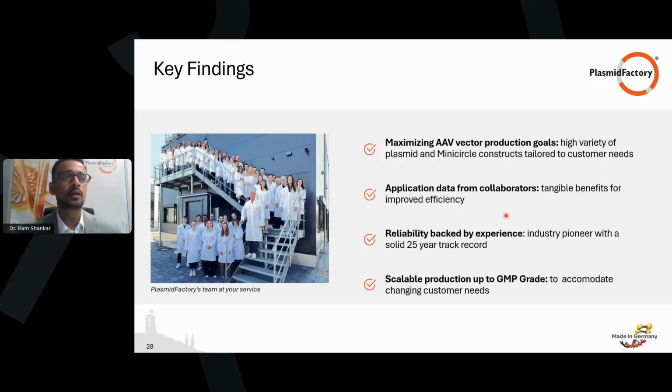I showed real and important application data from different collaborators. These are the proof that these technologies work and they are ready to be transferred to your system. We have been in the game for 25 years. We are a player with reliability that's backed by experience, and therefore we usually know what our customer needs. And those needs have matured and changed with the field, and that brings me to the last point.